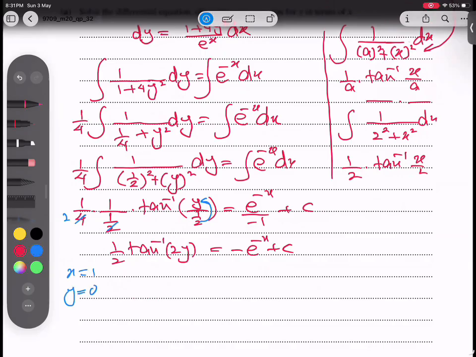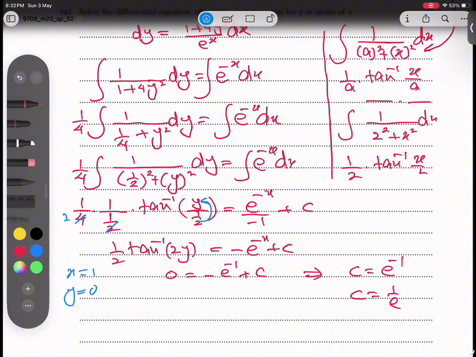So I'm going to plug in the values now. Get ready, students. When I plug in x = 1 and y = 0, tan inverse of 0 is 0. And when I plug in 1 here, I get negative e to the power -1 plus c. So if I bring it to the other side, c is equal to negative e to the power -1. Sorry, positive, because it goes to the left side, the sign will change. So I got e to the power -1, or c is equal to 1 over e.